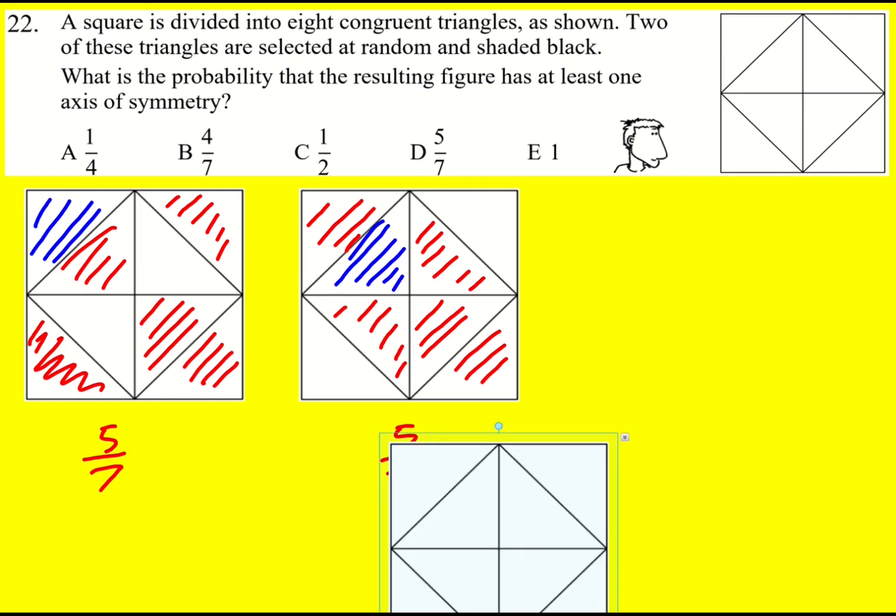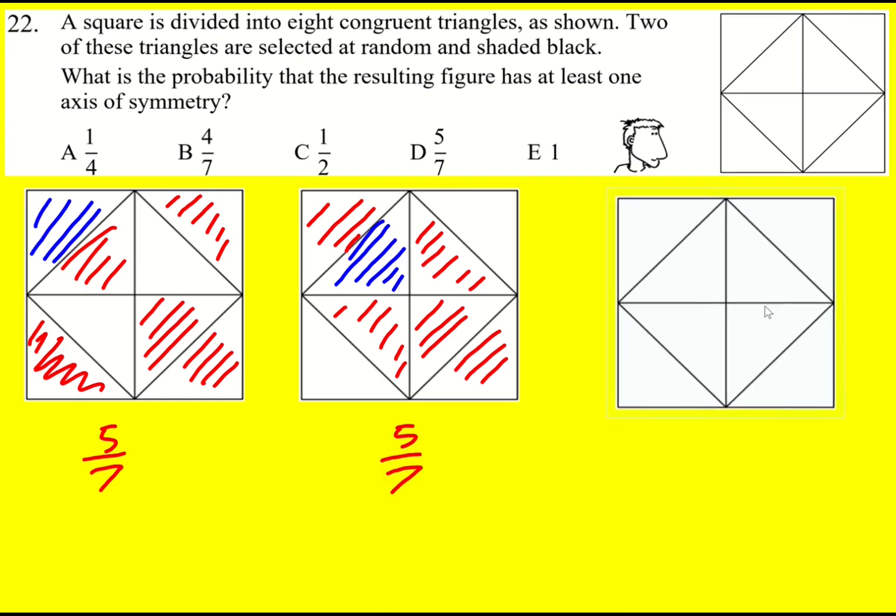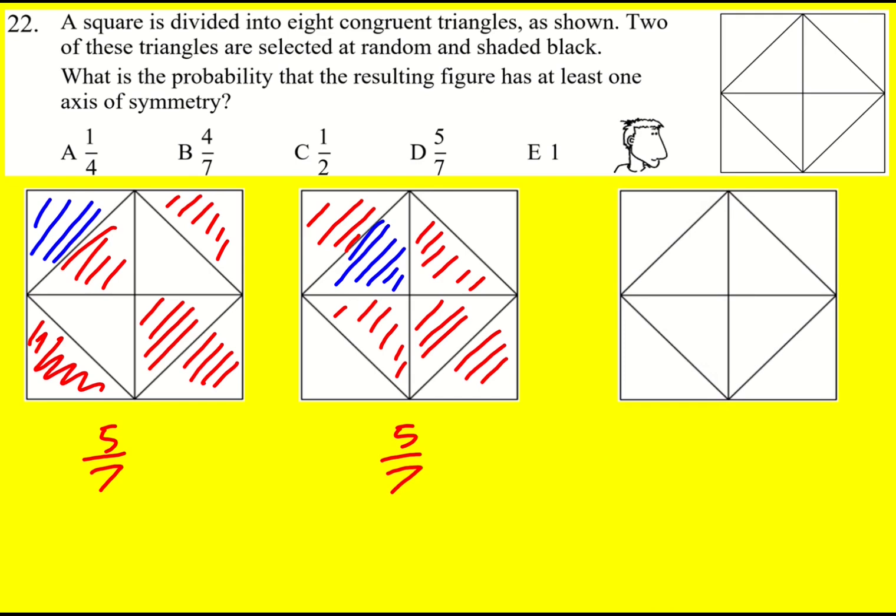And if we put it together, it doesn't matter which one we shade first. You're going to either get one on the outside or the middle. And then once you've shaded a second one in, there's necessarily going to be a 5/7 chance of having at least one axis of symmetry. So I don't need to add them or times them or anything. That is actually the final answer. We just split it into these two cases, outside or inside shaded first. In both cases, there's a 5/7 chance, which means that's what it is overall.